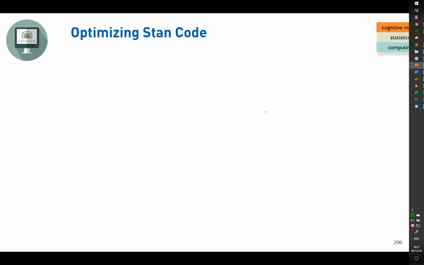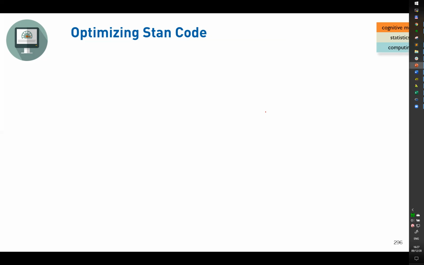So why do we optimize Stan code? It's basically like writing a paper. We write a paper, a manuscript, your thesis, for example, and you write it within a month, and you send it to your supervisor, your colleagues, and then they will always find some way to optimize it, to revise it. And then this is the same.